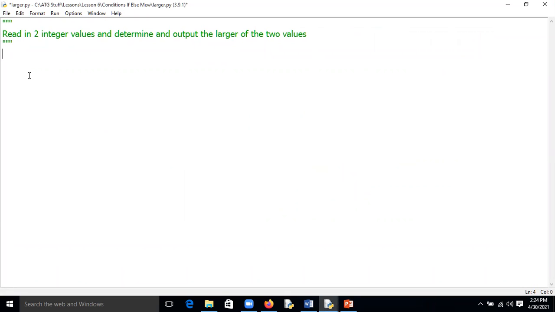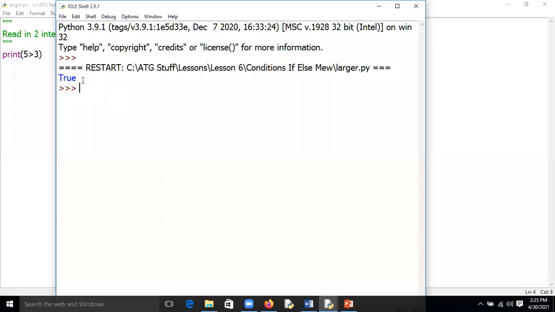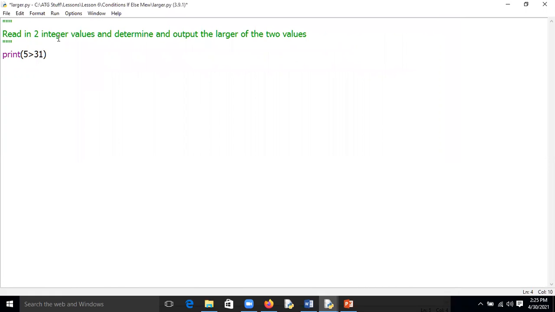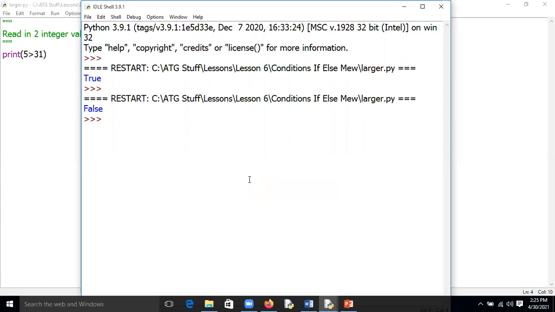I'm actually going to say print 5 greater than 3. Can you see that there? So what exactly happened here? Python looked at 5 and it looked at 3 and it asked the question, is 5 greater than 3? Yes, it's true. That's why it displayed true. If I put is 5 greater than 31, guys, it's going to be false.